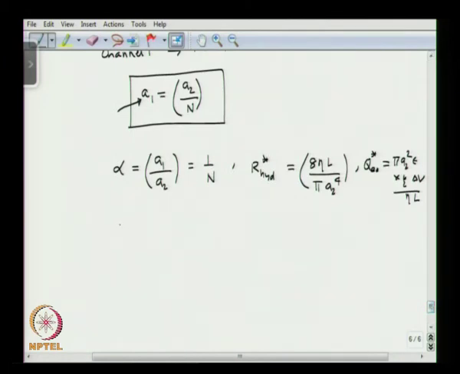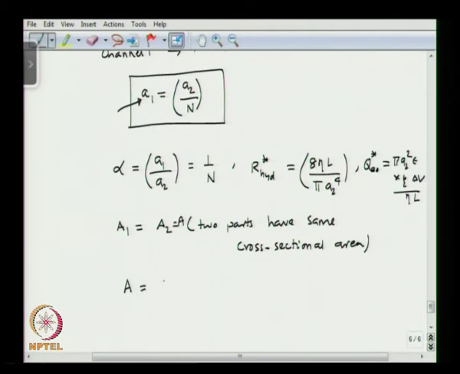So, the two parts have the same cross sectional area. So, the cross sectional area A1 equal to A2, let us say equal to some A. So, A equal to pi into A1 square into n square. So, we say that there are n square channels, which will be equal to pi A2 square. So, A1 equal to A2 divided by n, that is what we have considered here.